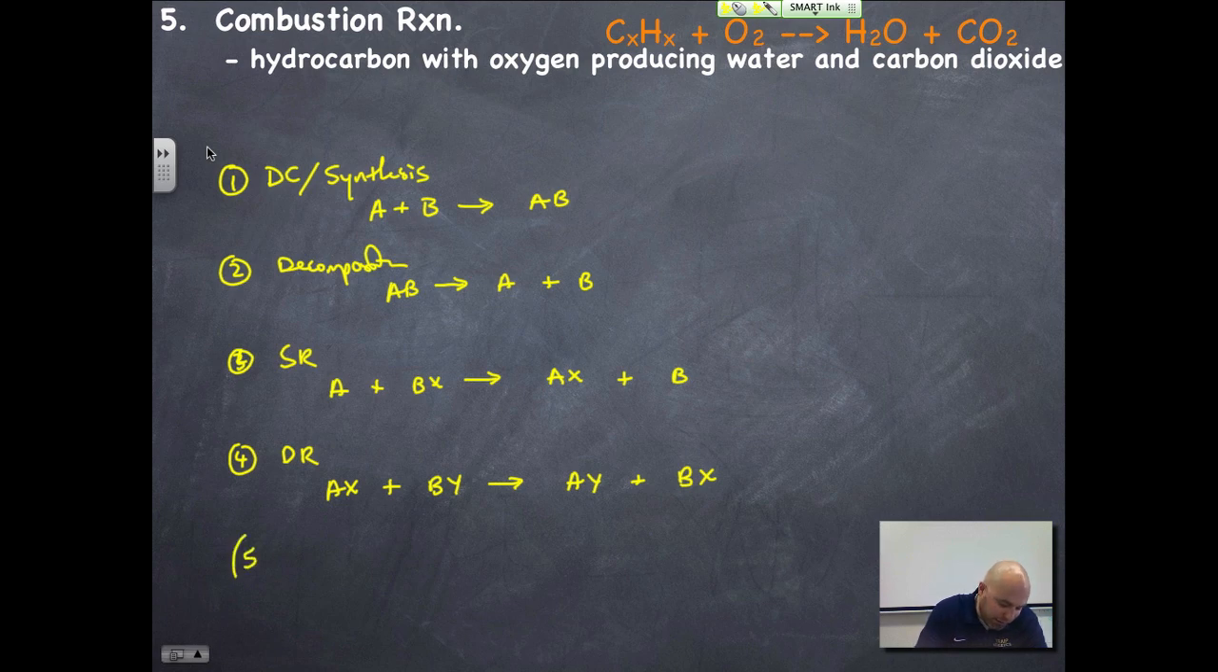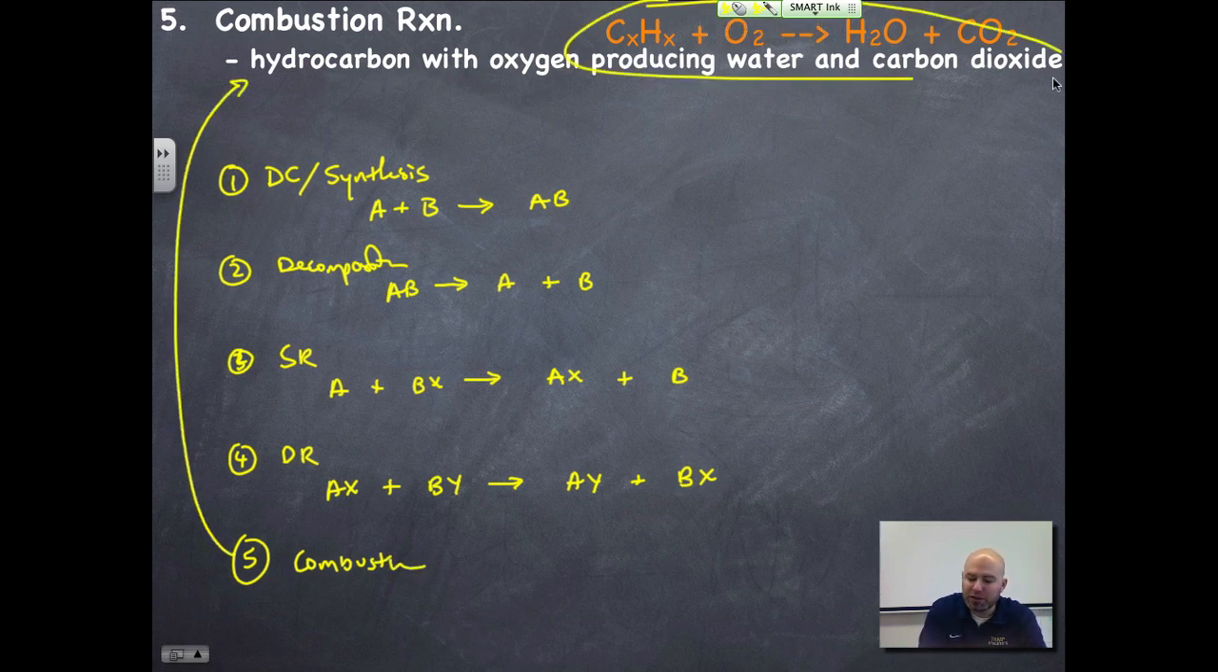And then our fifth, of course, is our combustion reaction, and here it is. Here is your generic equation where a combustion reaction would have to have water and carbon dioxide as products. So there's your CxHx, always reacting with oxygen to produce carbon dioxide and water.